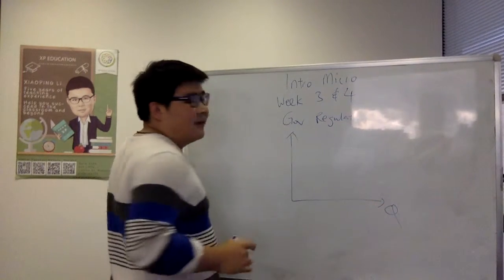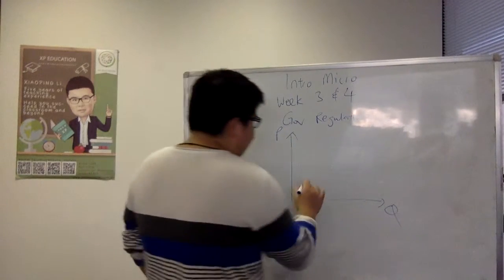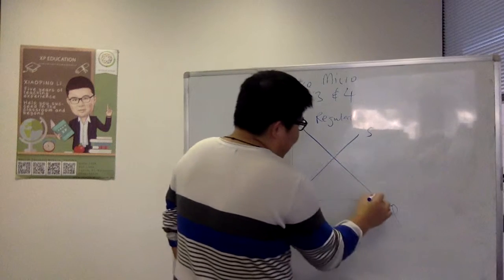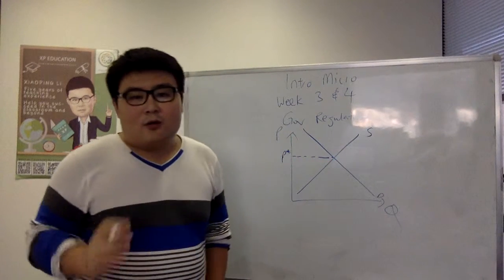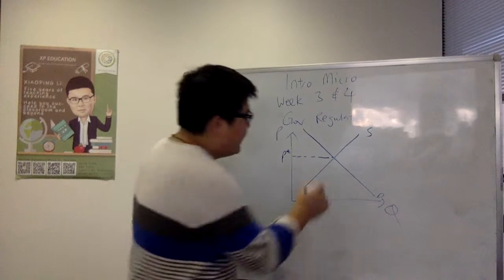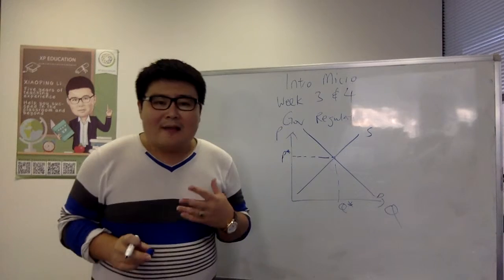So quantity on the x-axis and we have price on the vertical axis, yes? So we have supply and we have demand, yes? Now we know that whenever the market is in equilibrium, the price will be P star and the quantity will be Q star, okay? Now how does this work?